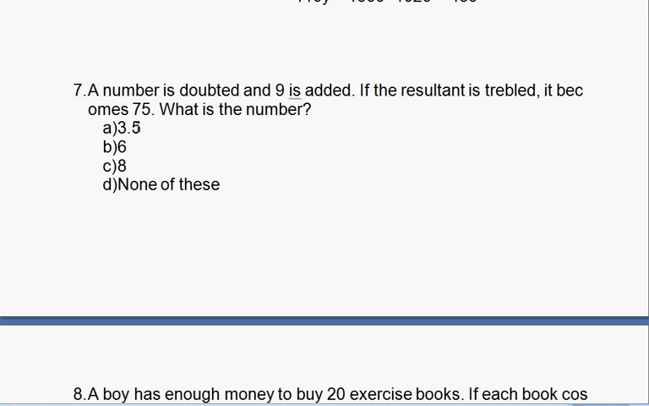3.5, double of it would become 7. 9 is added, so it becomes 16. 16 is then trebled, so 16 3s are 48, but it says it becomes 75. So 3.5 is not the right answer. Let's go to 6. 6 is doubled, it becomes 12. 12 plus 9, 21. 21 is trebled, it becomes how much? 63. Not the right answer.